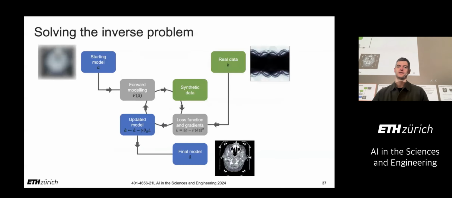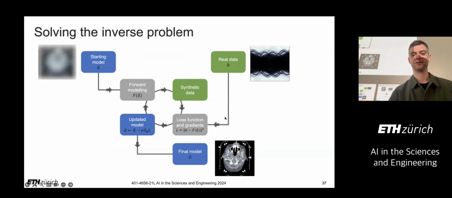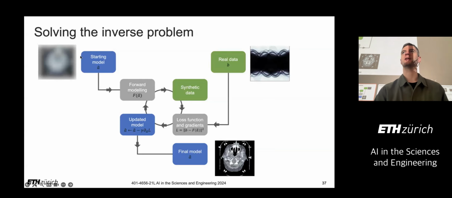So let me just draw it out as a diagram. This is the same thing, gradient descent, just drawn as a diagram. We have to start with some initial guess of what the image is. Then we carry out forward modeling using a simple forward simulation. And then we have some real data here that we observe from our experiment. After I've had my X-ray, this is the data we actually receive.